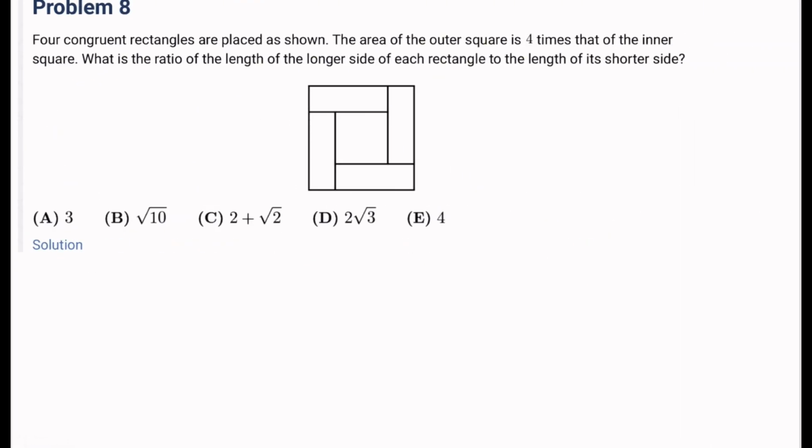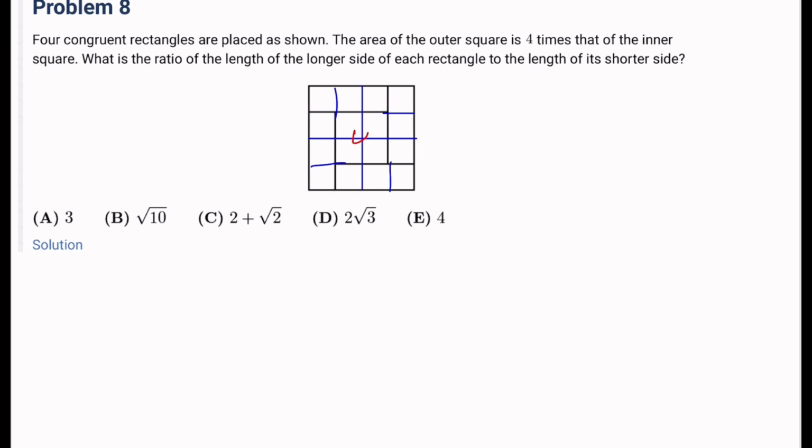The area of the outer square is 4 times that of the inner square. What is the ratio of the length of the longer side of each rectangle to the length of its shorter side? So here we have a line from here to there, a line from here to there, and like that, right? Because it said that the area of the outer square is 4 times that of the inner square, right? And so the inner square, its area is 4, and the outer square area is 16, so that makes sense.